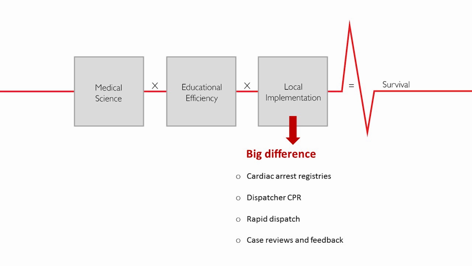Also, in the local implementation, there are big variations. Whether cardiac arrests are being registered, how dispatchers guide the bystander to carry out CPR, how quickly the ambulance arrives, and how cases are reviewed for learning differ greatly between the areas in the world with the highest and the lowest survival rates.